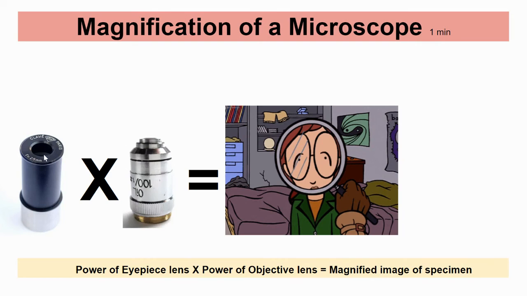So if your eyepiece is 10 times and the objective is 100 times, then you're viewing the specimen 1000 times magnified. So you just multiply both the powers.